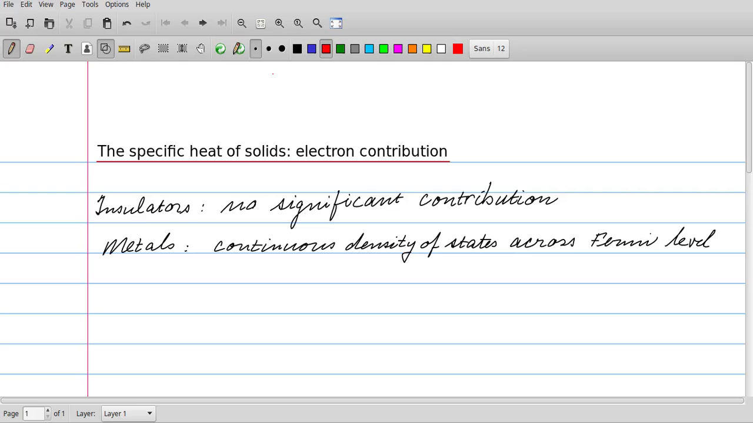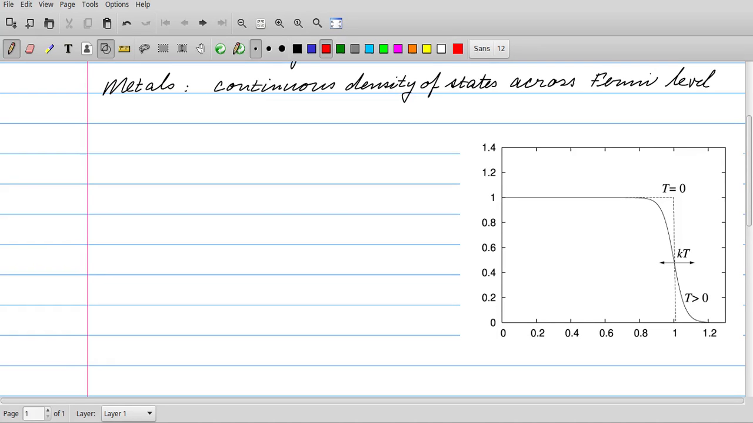But in the case of metals, that's completely different because there is a continuous density of states across the Fermi level. And in this movie, I would like to analyze that situation in metals, where we use the free electron model for the electrons. Here you see the Fermi Dirac distribution, f_FD, and we have sketched it here with on the horizontal axis E divided by the Fermi energy.